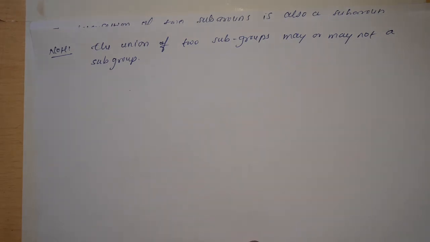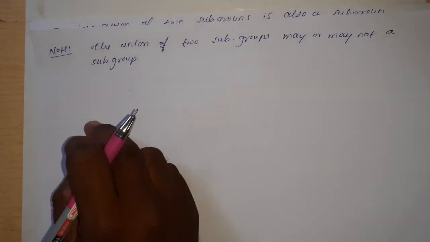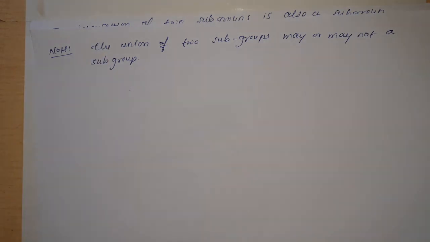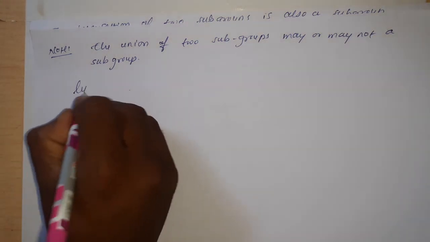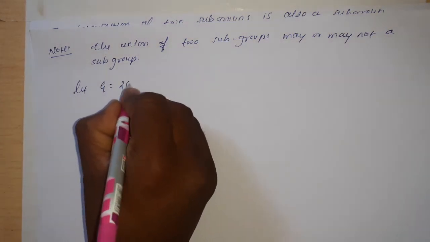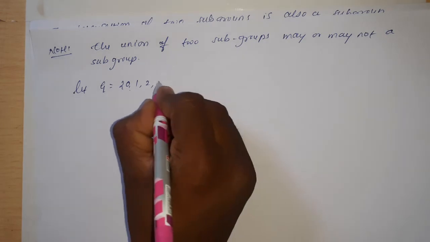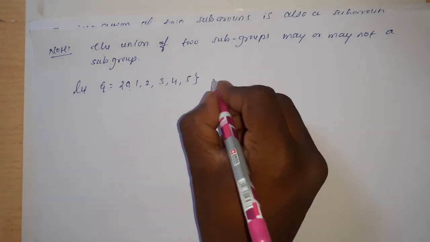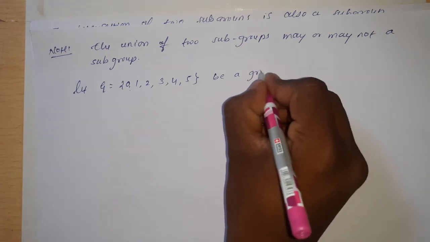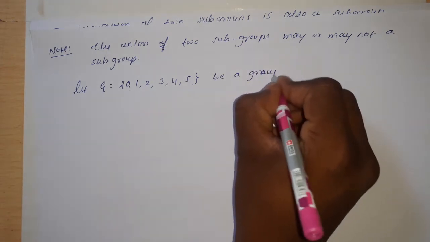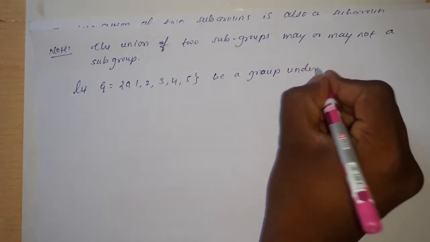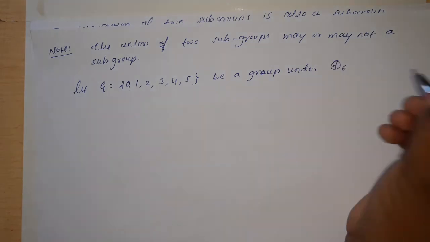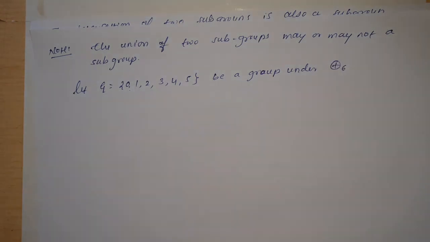So now, to satisfy these two statements, let us consider one example. Let G = {0, 1, 2, 3, 4, 5} be a group under the binary operation addition modulo 6.